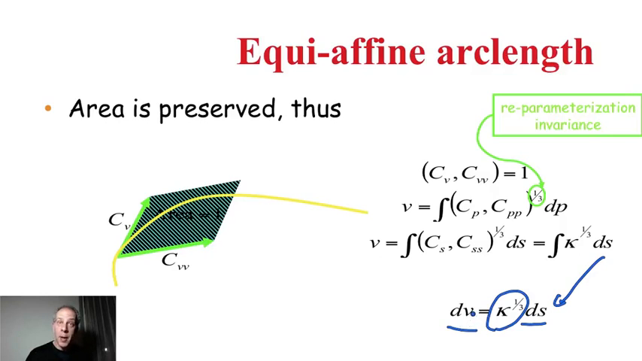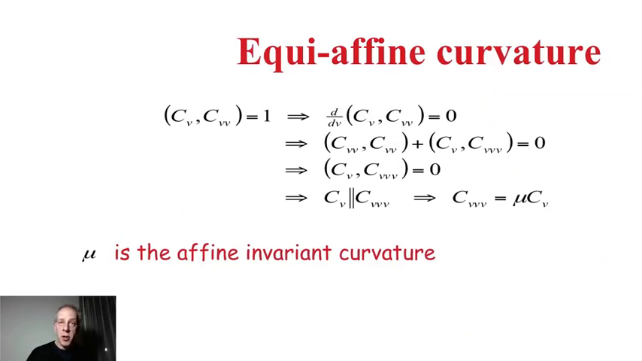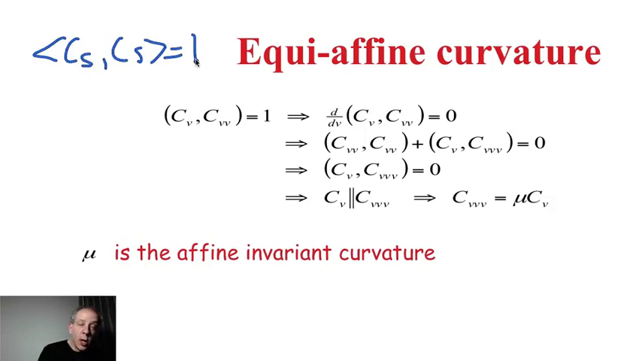Now we have the affine arc length. Our next step is to find the affine curvature. How do we do that? In a very similar fashion as we did for the Euclidean case. If you remember, in the Euclidean case, we started by basically taking the derivative of the property that this was equal to 1. We say the length is constant and we took derivatives. Now we have that the area is constant when we use the affine arc length.